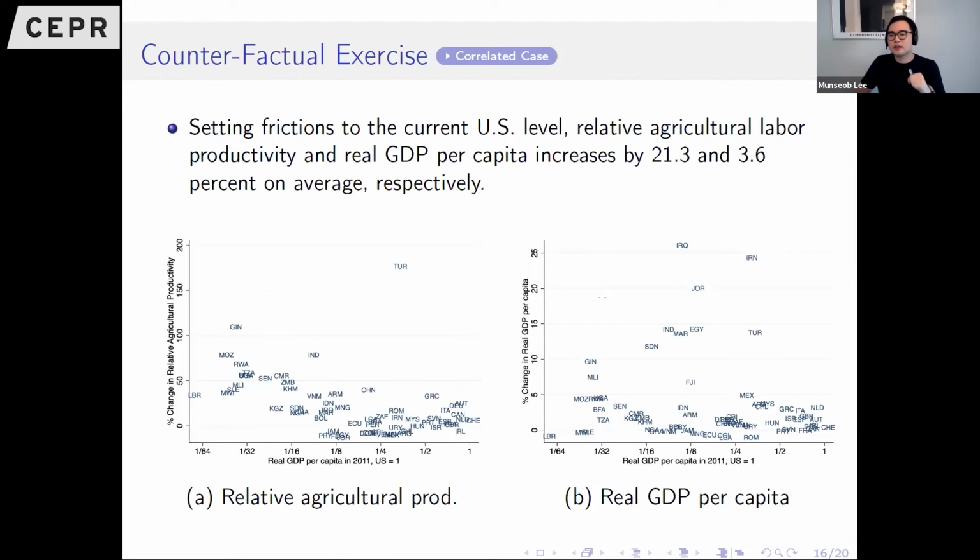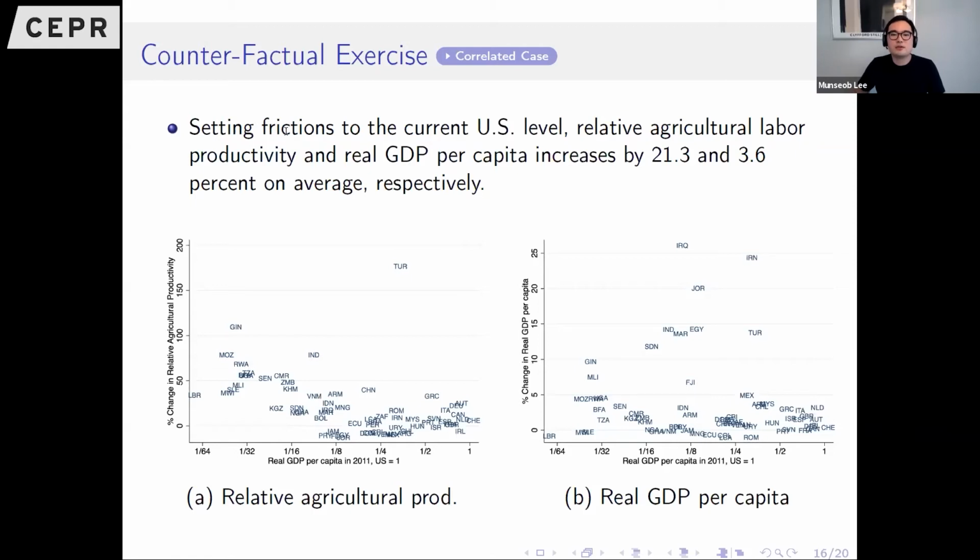So the next one is the counterfactual exercise showing the power of my channel, the contribution of my paper: setting the frictions to the current US level. I should tell you that this is not universally good news for many countries, because more than 10 to 20 countries have a lower gender wage gap than the current gender wage gap in the US. But if you look at all the low-income countries in general, they have a higher gender wage gap, and so they have a higher gap in the propensity.